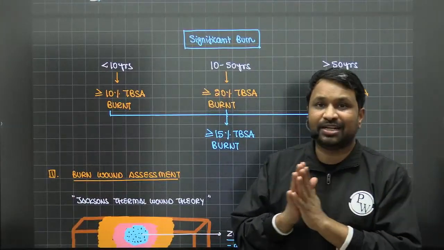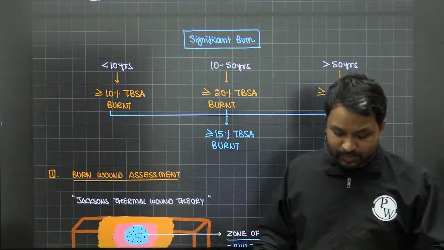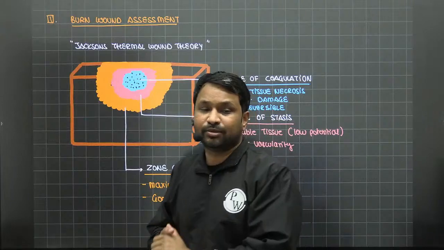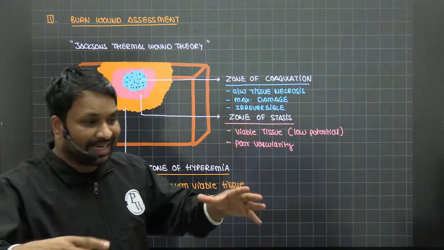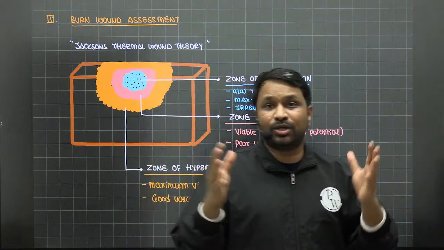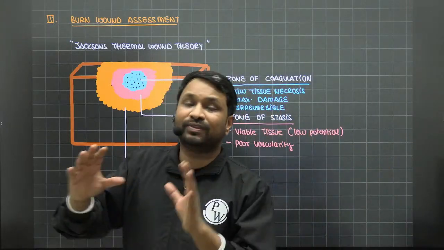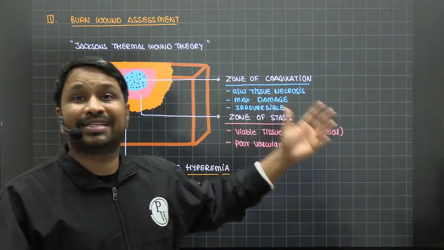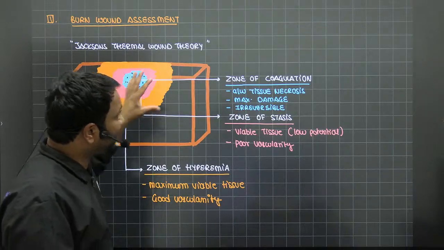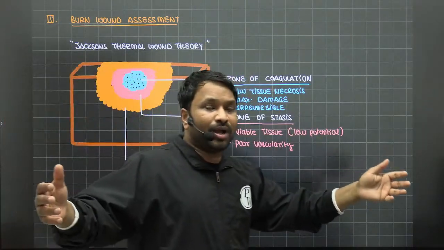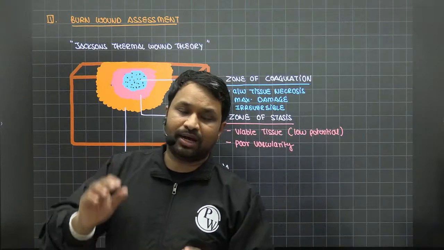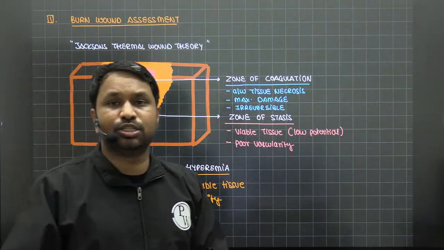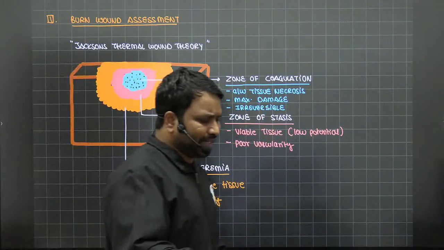You need to understand the definition of significant burns. We have given you age-based criteria and Jackson's thermal wound theory, which divides the burnt site itself into three distinctive zones, to tell you that the outcome of that burn depends upon how extensive the damage is. You can see in the center you have the zone of coagulation. The bigger the zone of coagulation, the more extensive the damage. The smaller the zone, the lesser injured the wound. So managing becomes quite easy in that context.